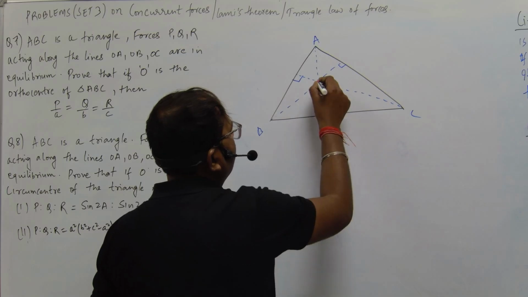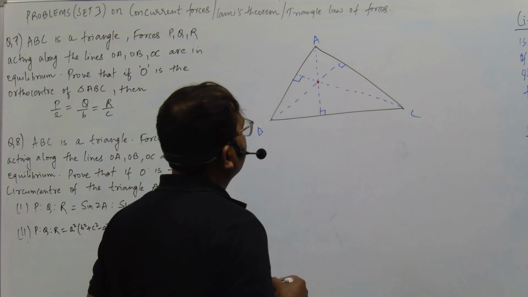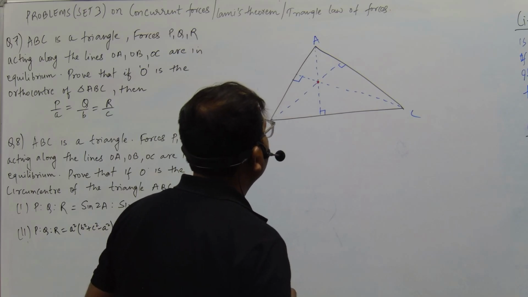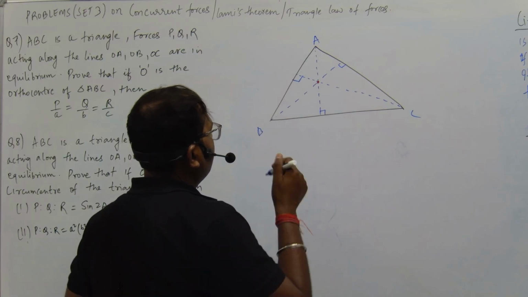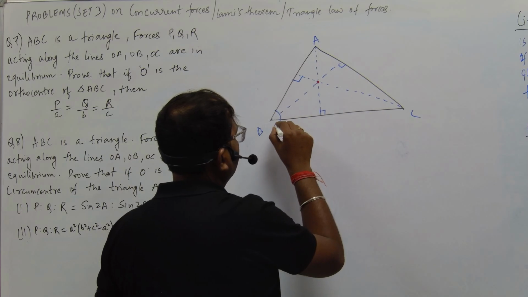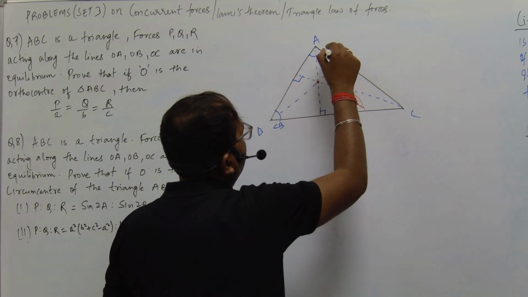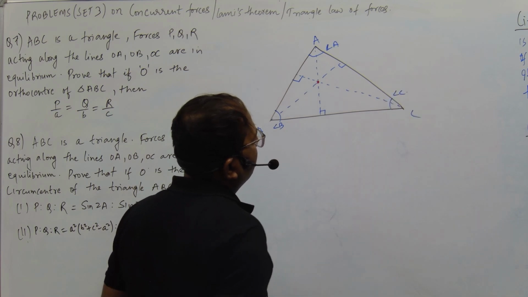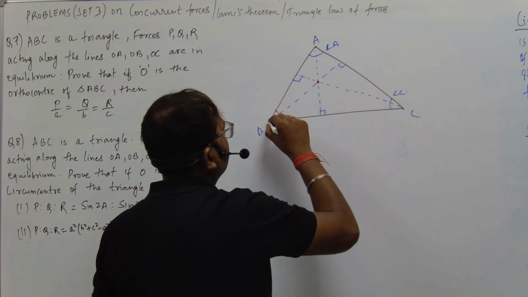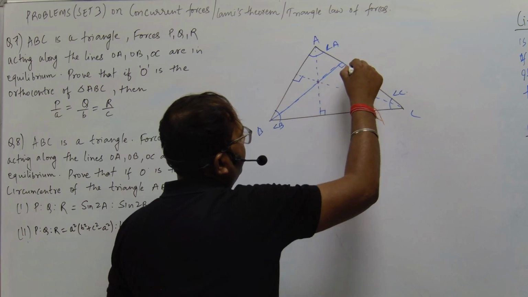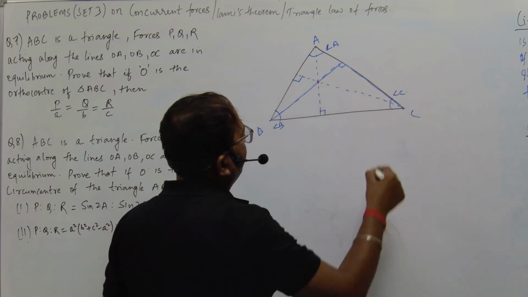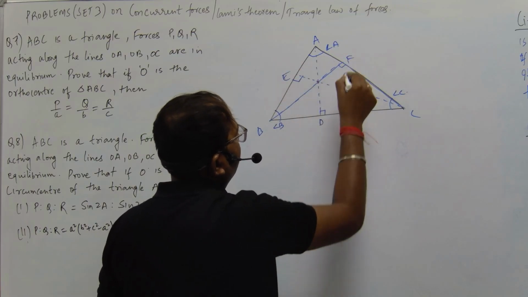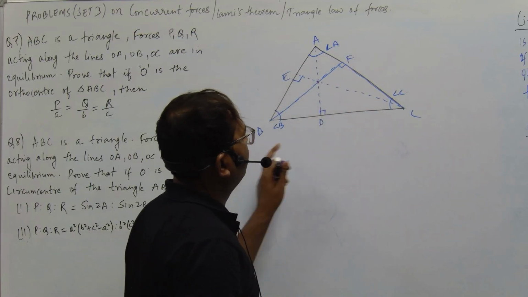So this is our orthocenter. This is angle B, this is angle A, this is angle C. Let us take this triangle and name the feet of the perpendiculars D, E, and F. So let us take triangle BCF.